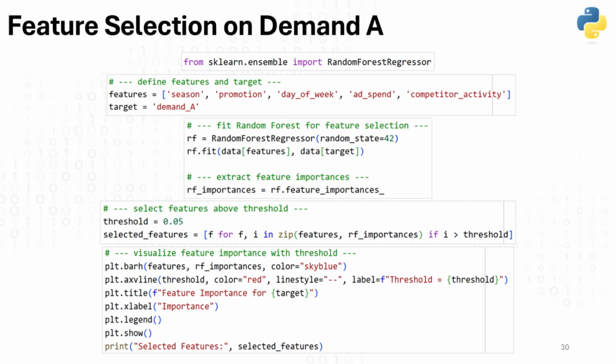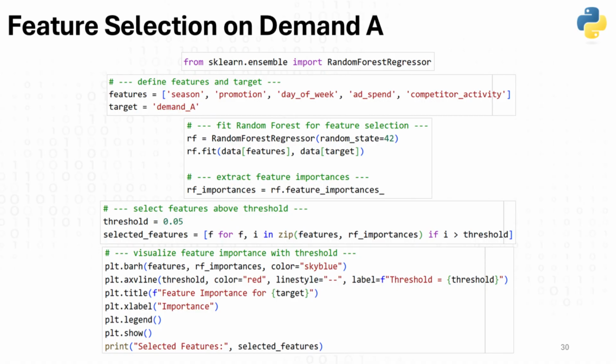We extract feature importances. By accessing the feature importances attribute, we retrieve the normalized scores that represent how much each variable contributed to reducing prediction error. We then apply our 0.05 threshold using a simple list comprehension. This automatically filters our list, keeping only the heavy hitters like ad spend and competitor activity while discarding the noise.